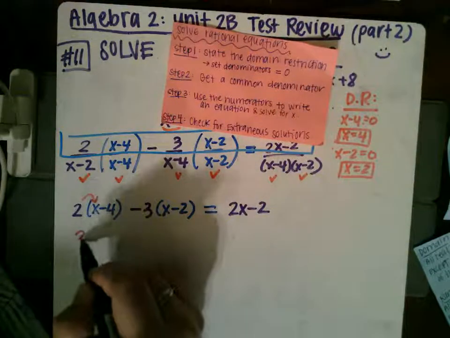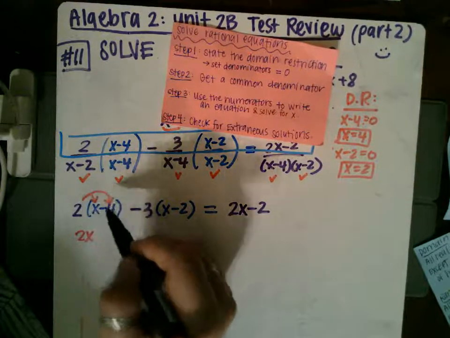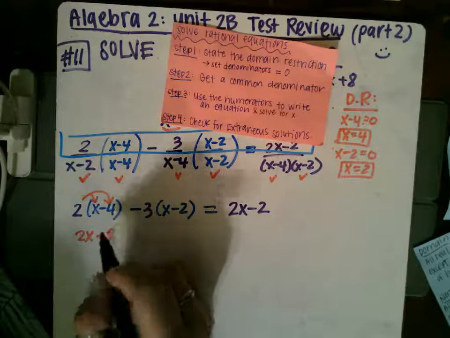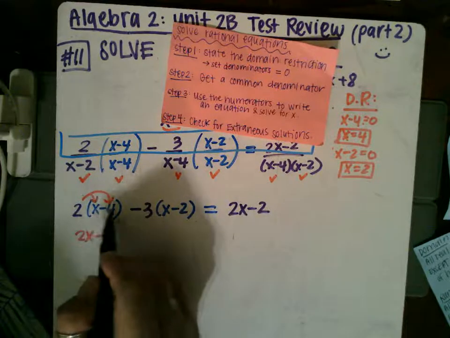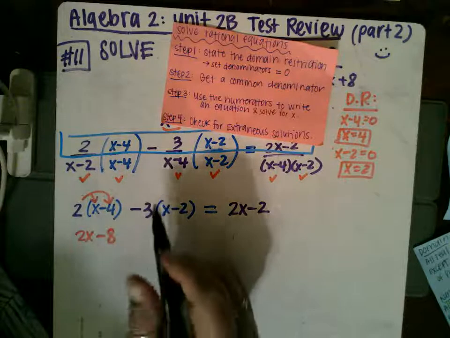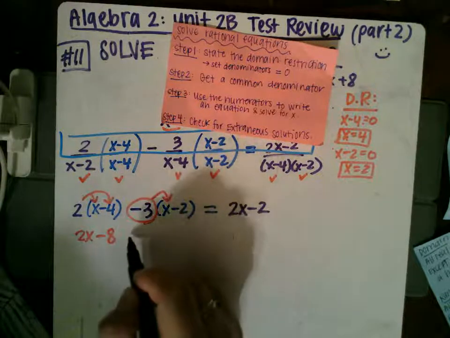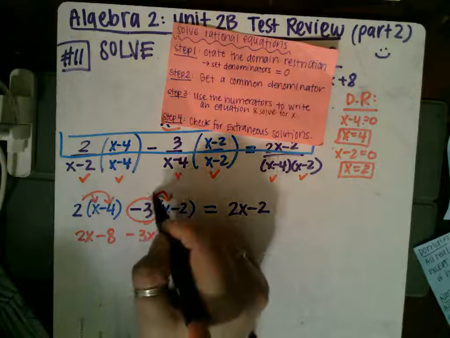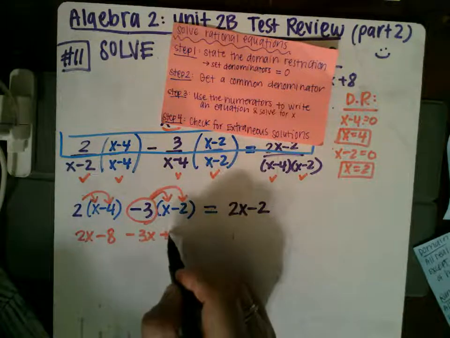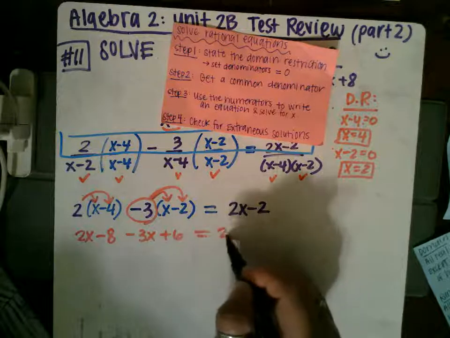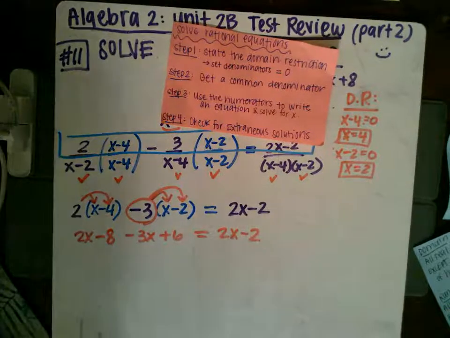2 times x is 2x. 2 times negative 4 is negative 8. Remember, this times this is implied multiplication. Negative 3, the whole negative 3 times x is negative 3x. Negative 3 times negative 2 is positive 6 equals 2x minus 2.